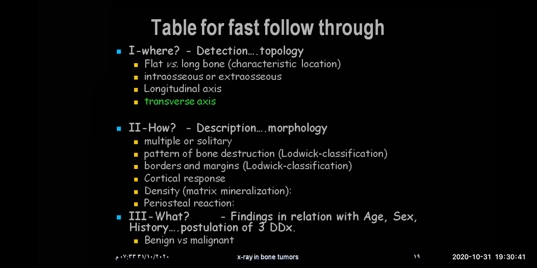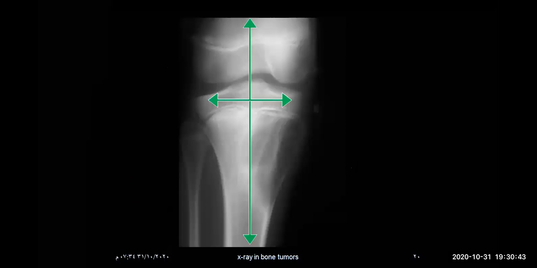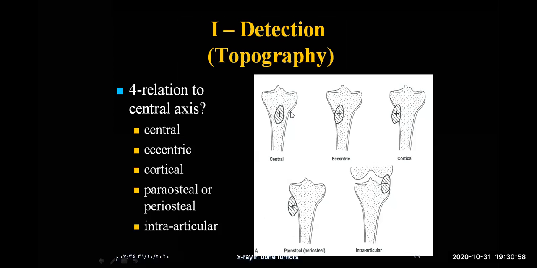How to read in the transverse axis? This way: either central, concentric, eccentric, cortical, and so on. Like this. This is central, like this one. Eccentric, cortical, peri- or parosteal, and intraarticular. Okay.